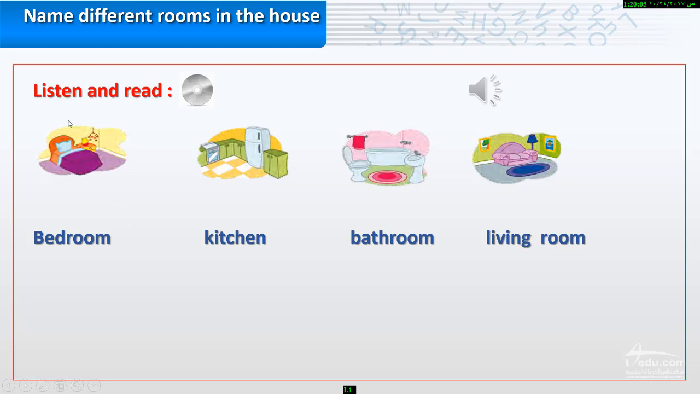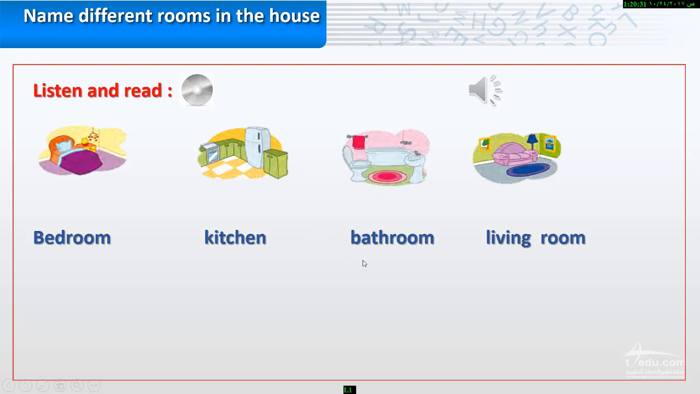This is a bedroom. Bedroom, the place that you sleep. You sleep in your bedroom. The second one here is kitchen. This is a kitchen. Your mother usually cooks in the kitchen. Cooking in the kitchen.